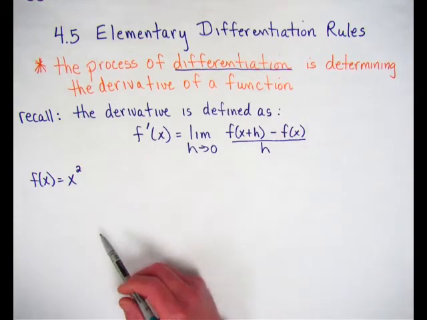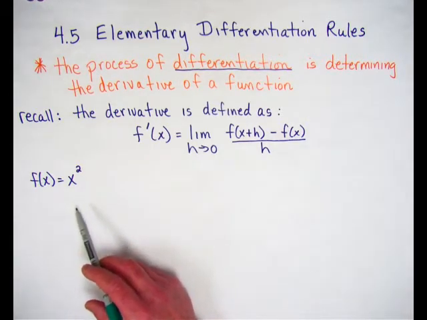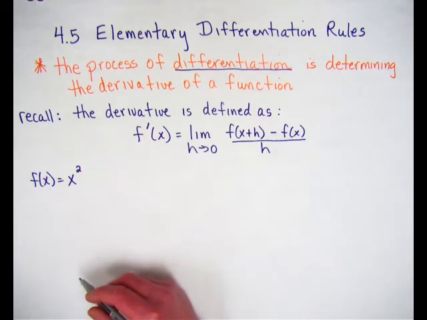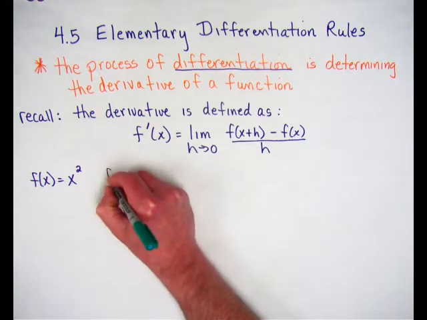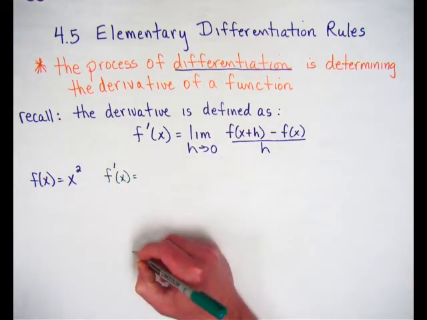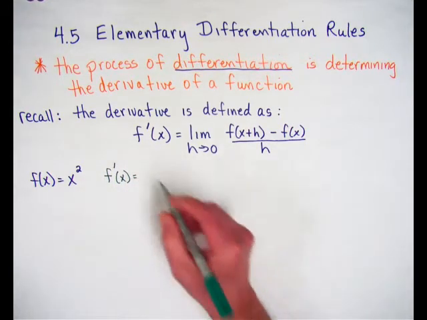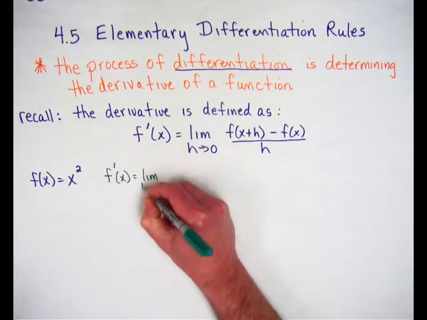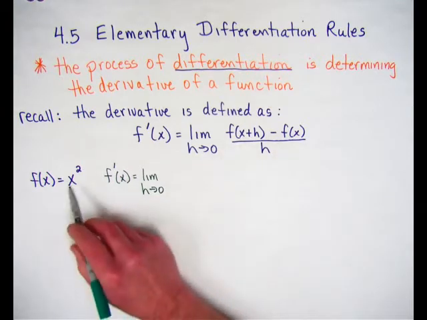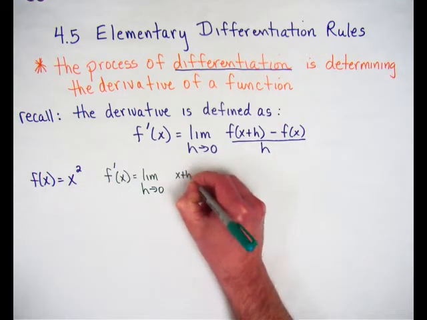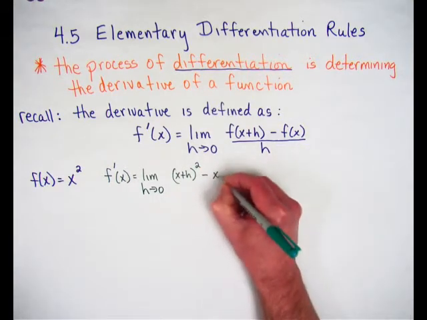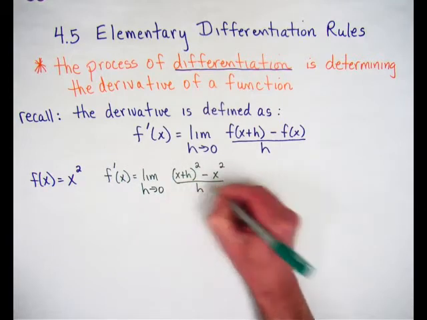So to begin with, I've started with a very simple function, f of x equals x squared. Now if we wanted to find the derivative, if the question said differentiate this function, what we would do is we would write f prime of x. That indicates that we want to take the derivative. And then using our definition, we would say that it's the limit as h approaches 0. And then you plug x plus h into your function. So we would get x plus h all squared minus the function, which is x squared, over h.